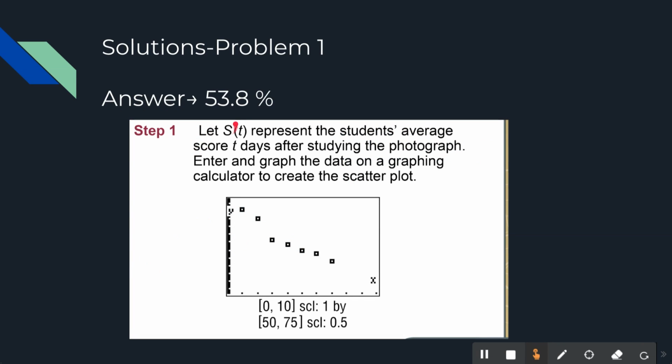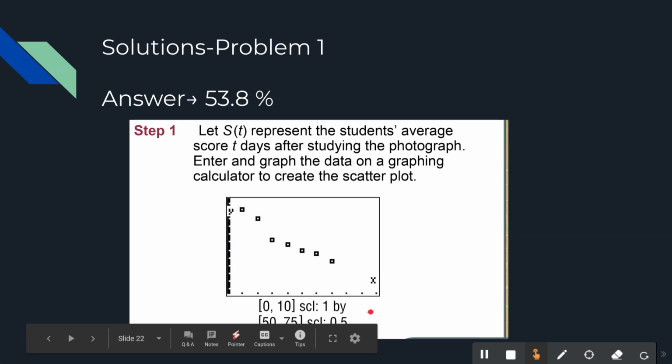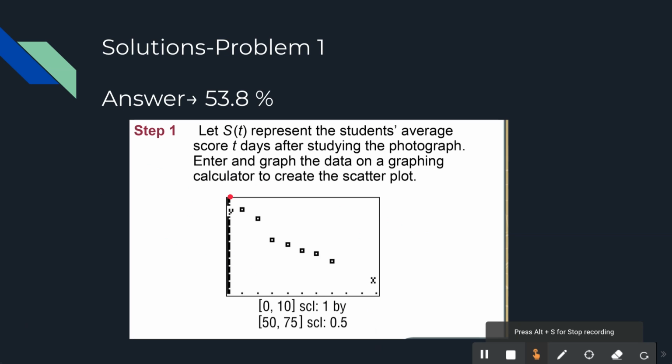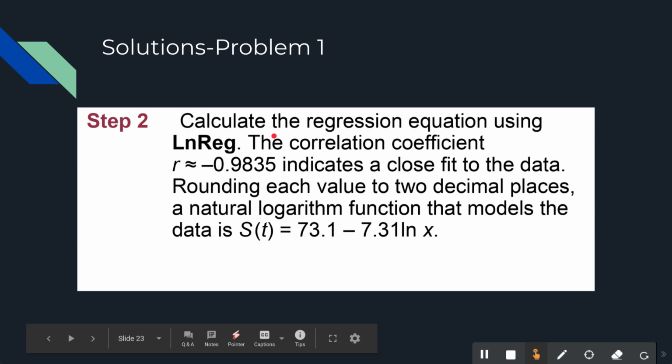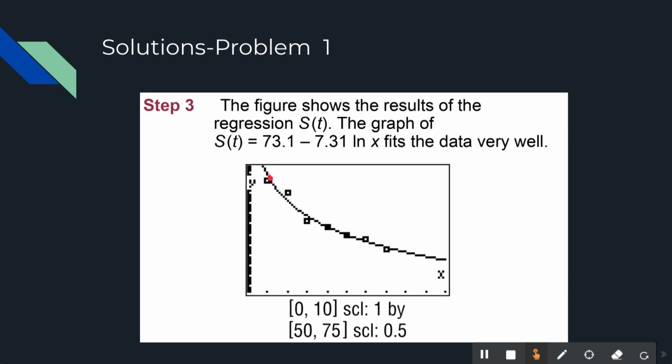Okay, here's our answer, but here are the steps. So first, this is the plot of the scatter plot, right? We first plot a scatter plot. So I went into my graphing calculator and plotted all these values. Then I calculated the regression using LnReg and the correlation coefficient, which is r. We generally care about r squared. So the square of this is going to be quite close to 1 as well. And rounding each value, a natural logarithm is this. So we get this through using linear regression through our calculator. And this is our resulting function.